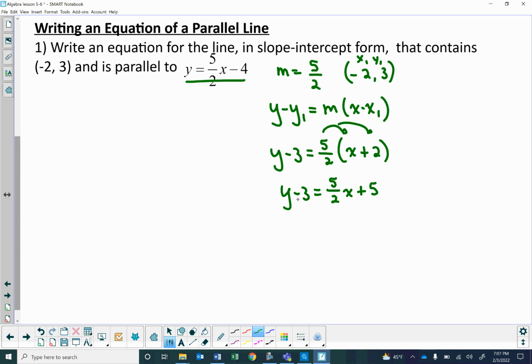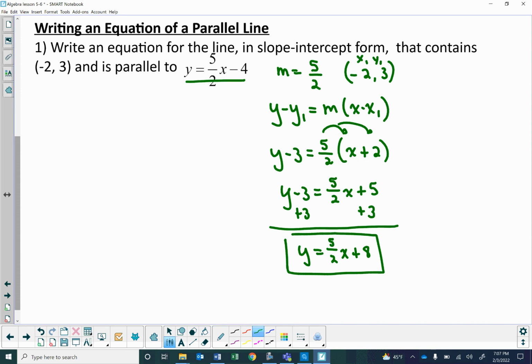Solve for y by adding 3 to both sides. And the equation of the line that goes through the point -2, 3 and has the same slope as y equals 5/2 x minus 4 is y equals 5/2 x plus 8. So you can see how you can write the equation of a line that is parallel to another line as long as you know what the slope of one of the lines is.